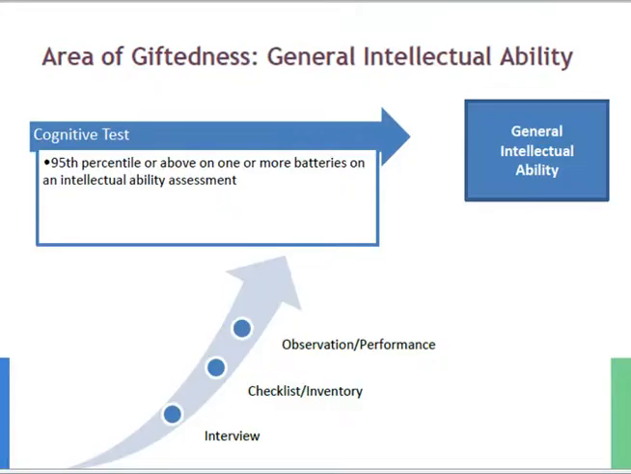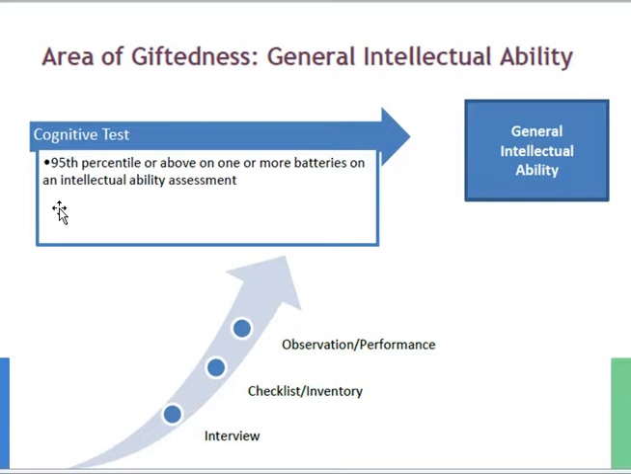One of the areas that I wanted to share with you is the area for general or specific intellectual ability. Students may qualify in this area of general intellectual ability with a score at the 95th percentile on or above on one or more batteries of intellectual ability assessment. Within our district, we provide the COGAT, and the COGAT actually has 3 batteries: verbal, nonverbal, and quantitative, and so a student can qualify again on one or more of those batteries, but their scores have to be at the 95th percentile.